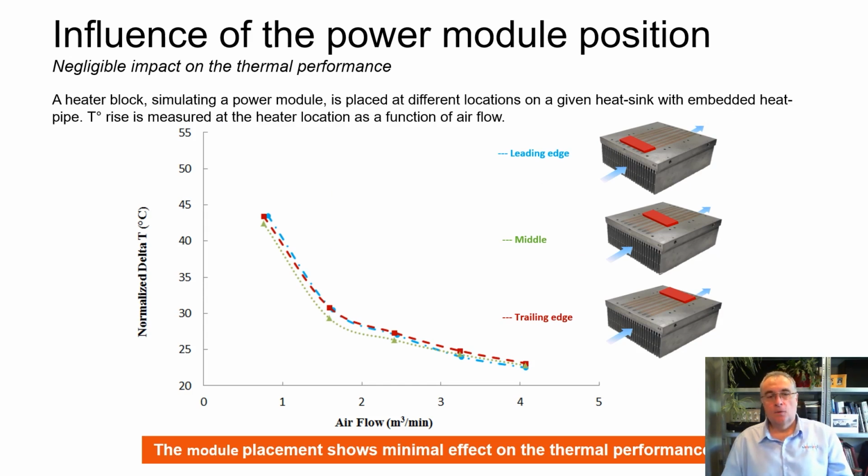So we did some simulation as well in order to try to understand what could be the influence of the power module position. We tried several setups, locating the module on the leading edge, in the middle, on the trailing edge, and we simply measured the normalized delta T, the temperature difference, as I told you. As you can see, there is almost no impact on the thermal performance. So wherever the module is located, the heat pipe is doing its job very well and is spreading the heat once again all across the base plate.